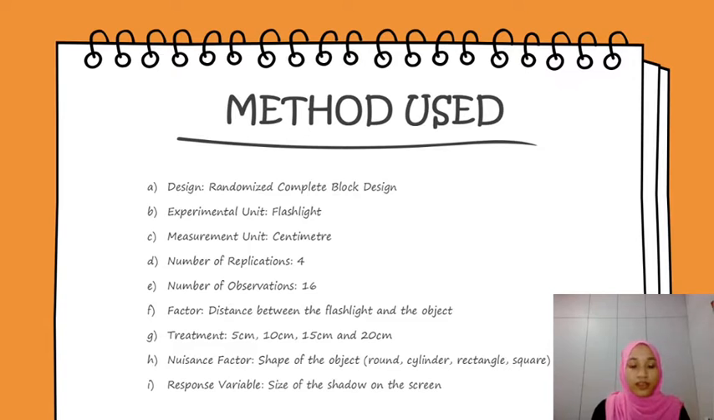For the method used, in this research we use the randomized complete block design, which is RCBD. Our experimental unit is the flashlight. Our measurement unit is centimeters. Our number of replications is 4. Number of observations is 16. Our factor is the distance between the flashlight and the object. Our treatments are 5 cm, 10 cm, 15 cm, and 20 cm, which means we have 4 treatments. The nuisance factor is the shape of the object: round, cylinder, rectangle, and square. Our response variable is the size of the shadow on the screen.